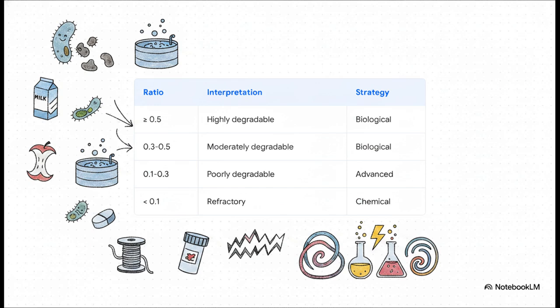But if the ratio drops below 0.3, common in textile dyeing or pharma waste, it means the pollution is highly synthetic and toxic to bacteria. Biology isn't going to save you there. You'll need harsh chemical interventions to break it down.